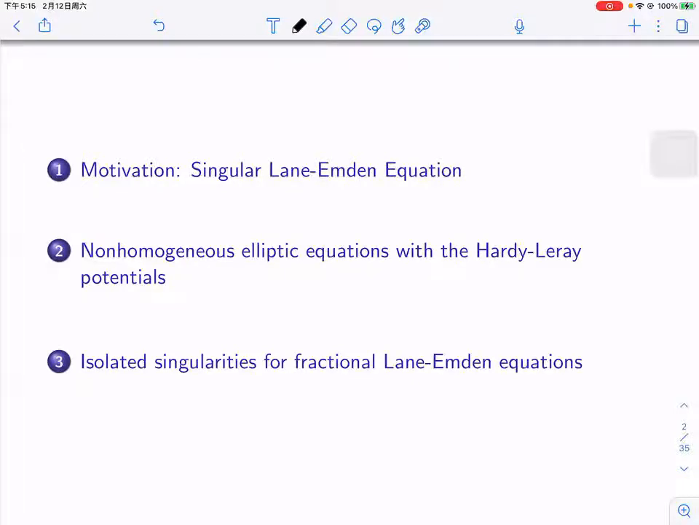First, I will give some motivation about the singular Lane-Emden equation, and then we introduce some known results about the equation with Hardy-Leray potential. The third part is our main result, about the isolated singularities for fractional Lane-Emden equations.